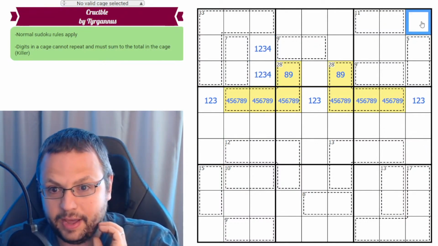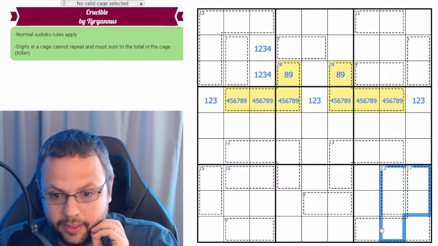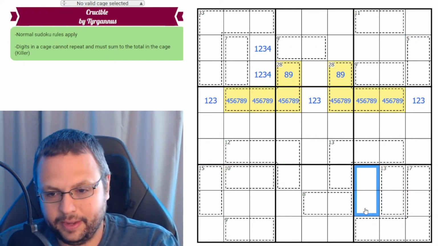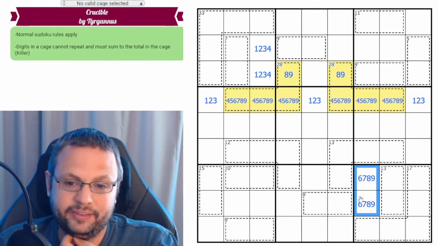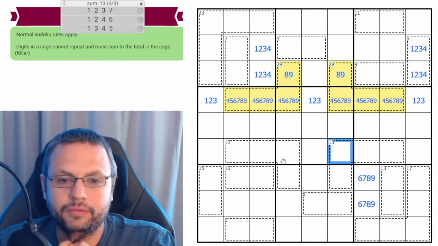Let's see, 25. These three need to sum to 20. That's a lot, actually. These two need to sum to 15. So we're going to look at that. So these have to be from 6, 7, 8, 9 to sum to 15. This is a 5, so it comes from 1, 2, 3, 4.